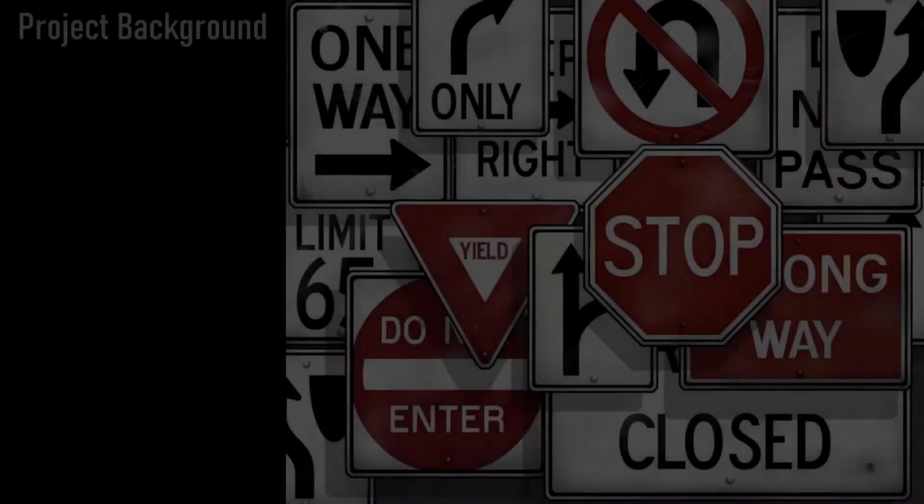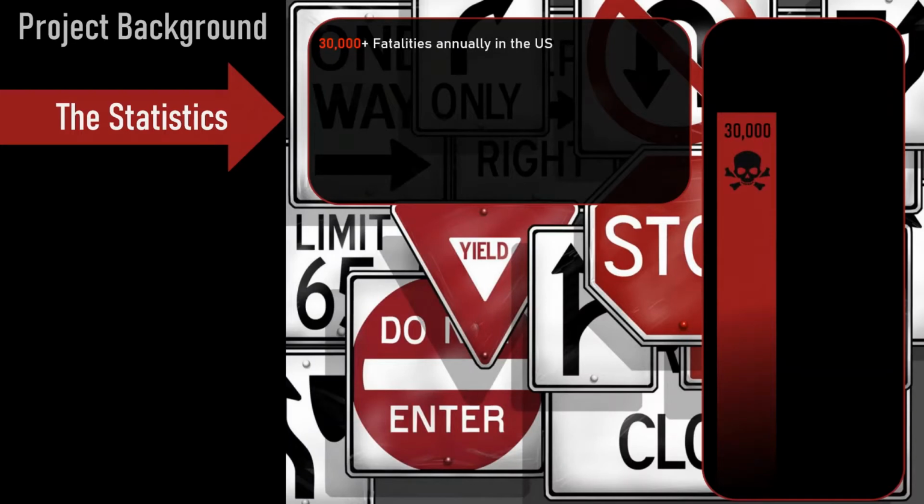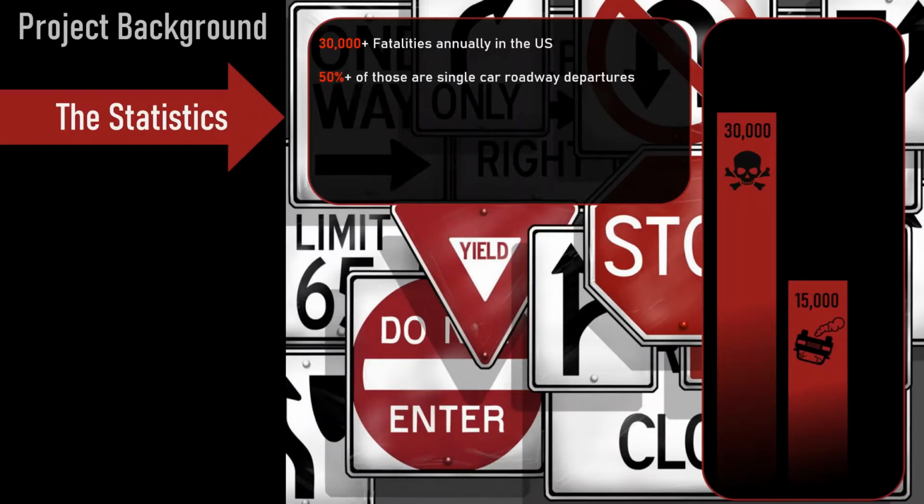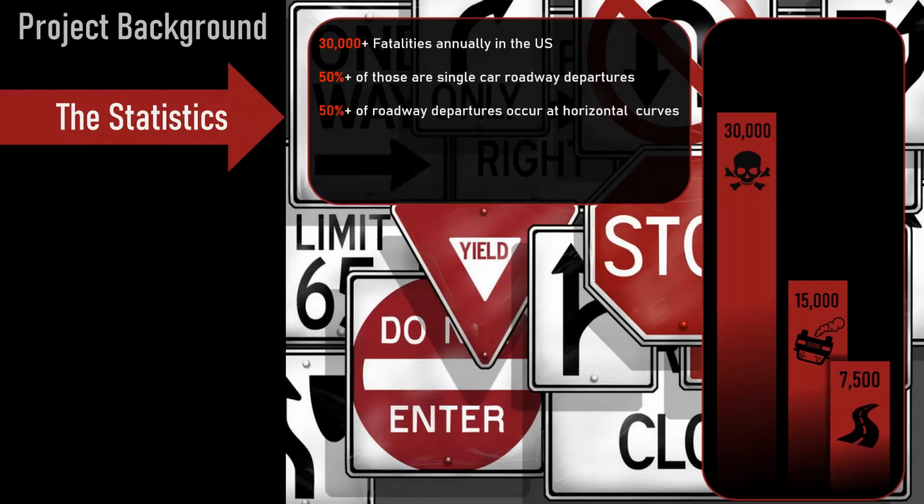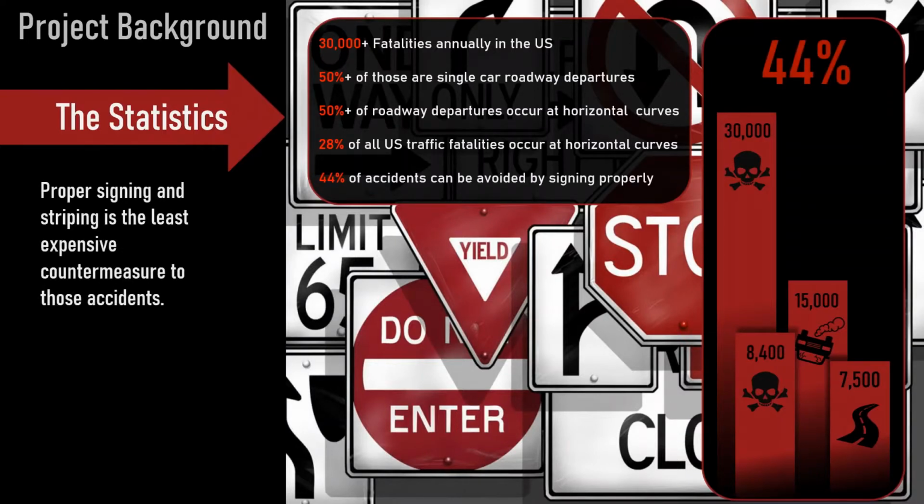So the whole purpose in doing horizontal assessments: the feds have identified there's 30,000 fatalities annually in the US. 50% of those are single roadway departures, and 50% of those roadway departures happen on horizontal curves. That means 28% of US traffic fatalities happen at horizontal curves. And 44% of accidents can be avoided by proper signage and striping, which are the least expensive countermeasures that you can do for accidents.